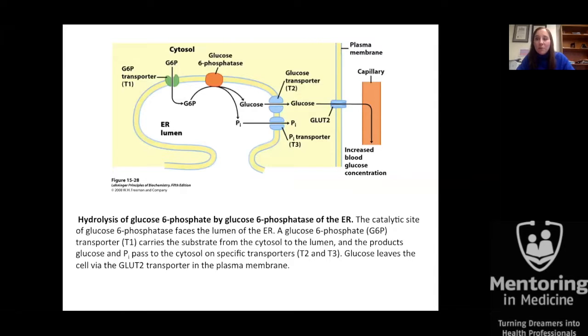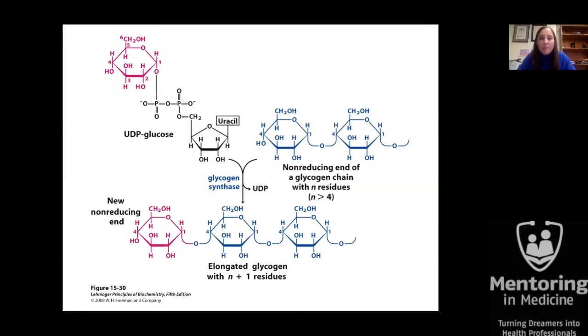In the muscle, it's more important for the fight or flight response, which we already talked about. On the other hand, we have to be able to synthesize glycogen in the liver and also in the muscles. How is that done? There's an enzyme called glycogen synthase. We actually have to activate a glucose with a UDP. I didn't go into all that detail, but UDP glucose will then be added to a molecule of glycogen through the actions of glycogen synthase.